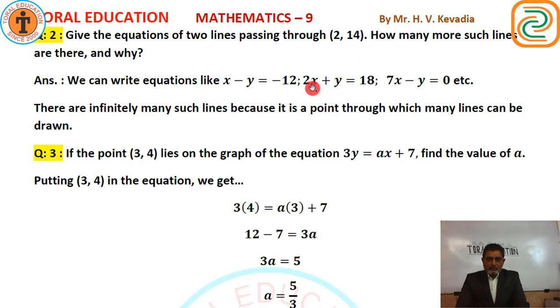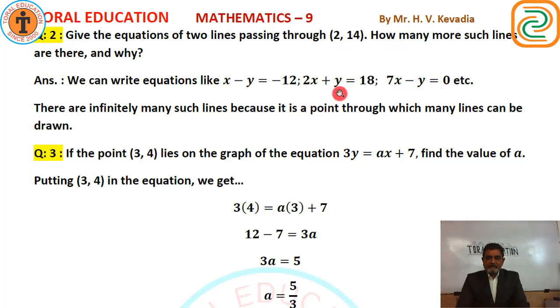Next, 2x plus y. 2 2s are 4. Plus 14. 4 plus 14, that is 18. So this is our equation 2. We can write many such equations. 7x minus y equals 0. 7x, 7 into 2, 14, minus y, that means minus 14. 14 minus 14, that is 0.